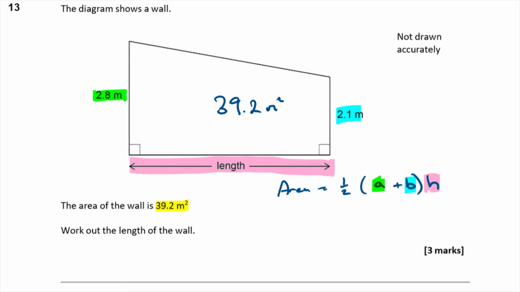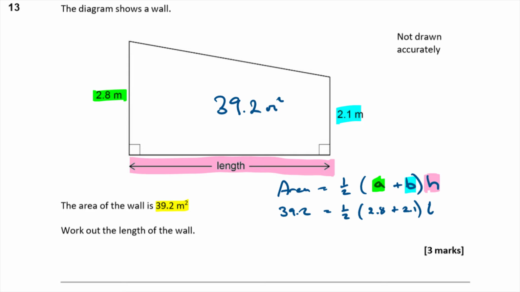Okay, so I'm going to take the information from the diagram, I'm going to sub it into that formula, and then we're going to see if we can find out what that length is. Okay, so area we know is 39.2, and that's equal to a half times a, which is 2.8, plus b, which is 2.1, times h, which in this diagram is L. So I'm just going to change the letter over to L.